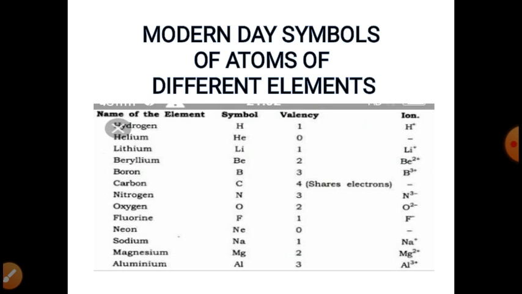In the beginning, the names of elements were derived from the name of the place where they were found for the first time. For example, the name copper was taken from Cyprus. Some names were taken from specific colors. For example, gold was taken from the English word meaning yellow.